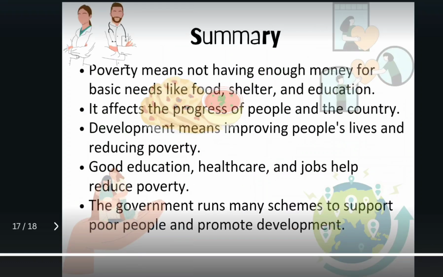What are the things that we really try to understand through this video? That poverty means not only not having enough money for basic needs like food, shelter, education, basic sanitation, clean water. Okay, it affects the progress of people and the country.